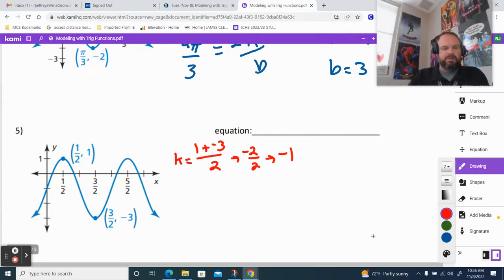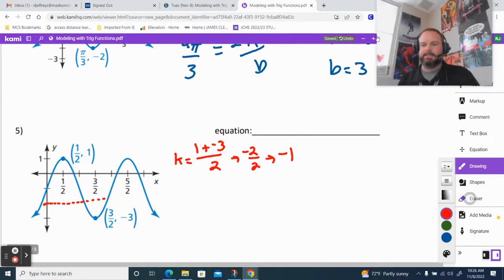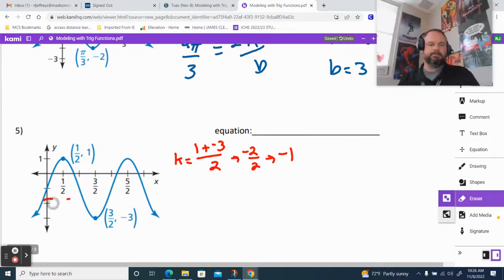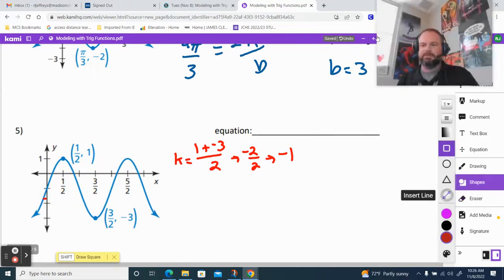That's 1/2, 1, 3/2. Okay, so this. Dang it. I'm drawing a straight line about as straight as a politician right now.